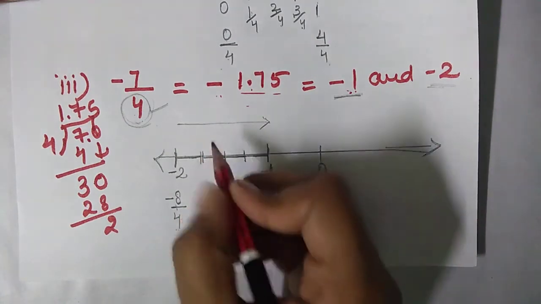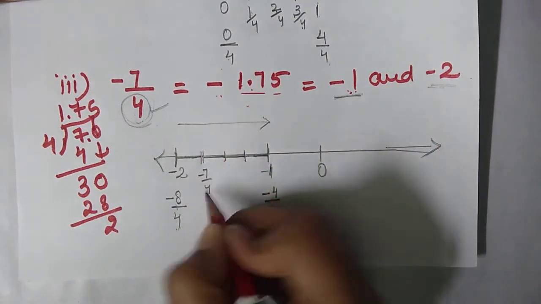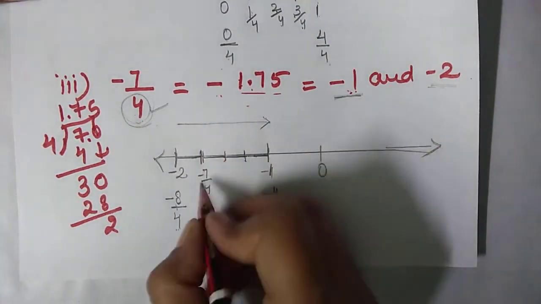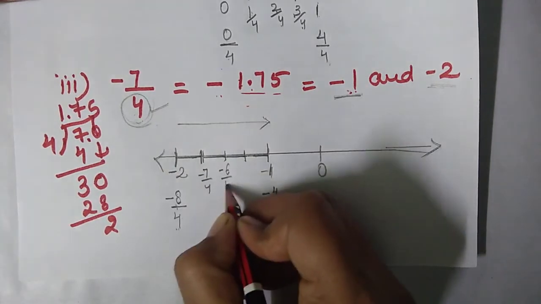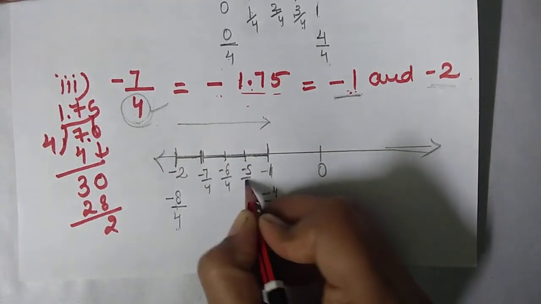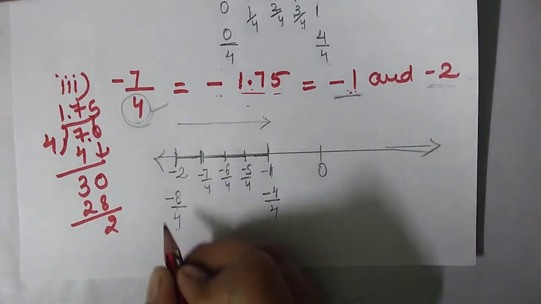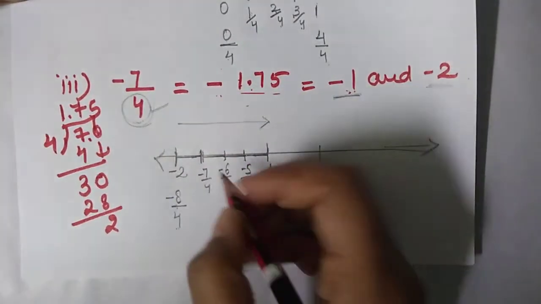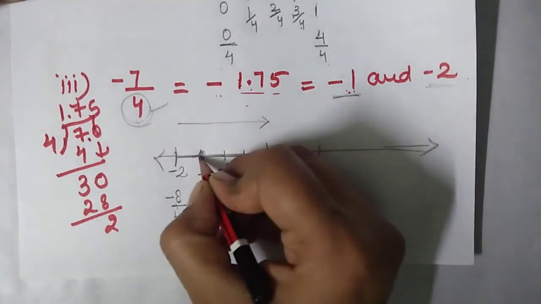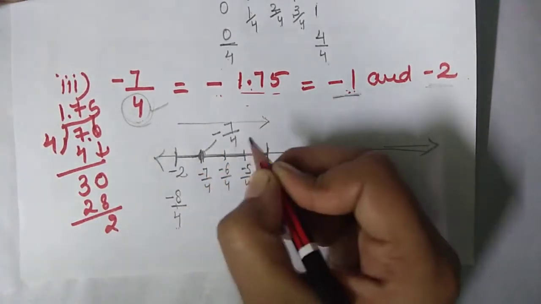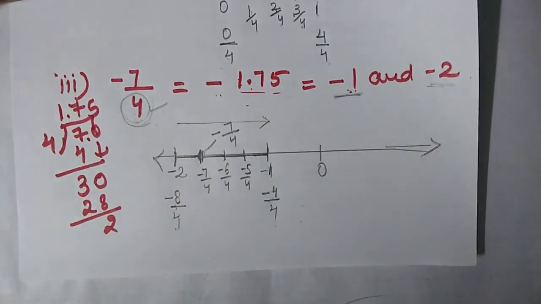So it should be minus 7 by 4, this number. Okay, so this is minus 6 by 4. This is minus 5 by 4, and the next one is minus 4 by 4. So where will you get minus 7 by 4? This is your minus 7 by 4. So this is how you can represent the numbers on a number line.